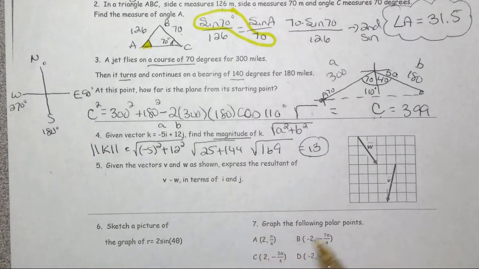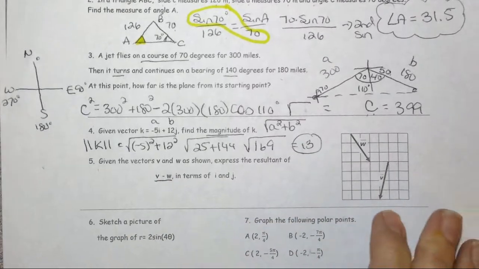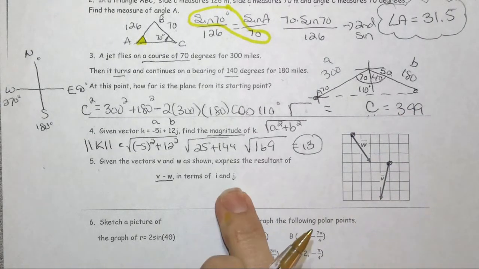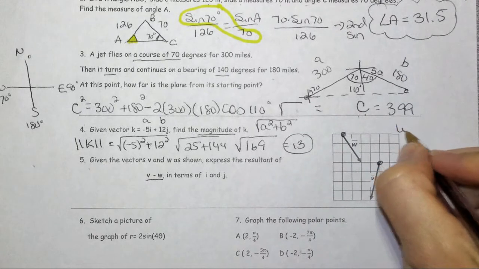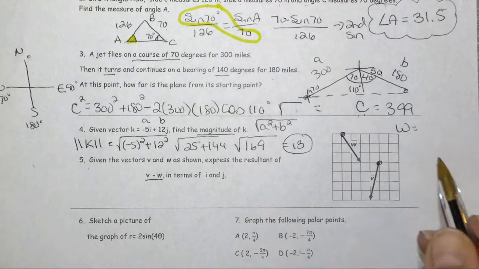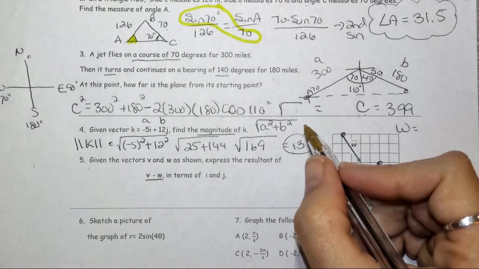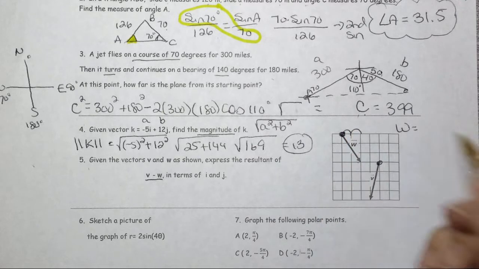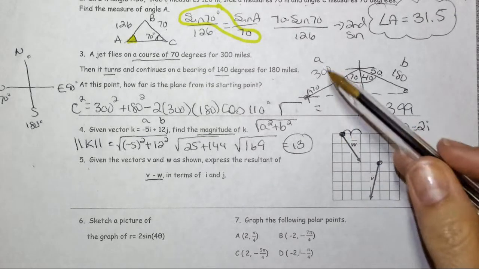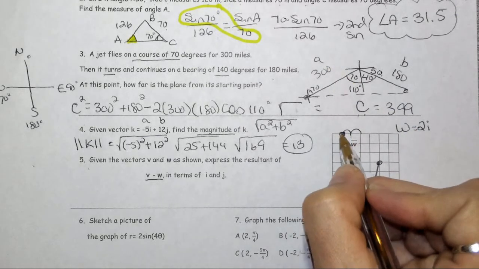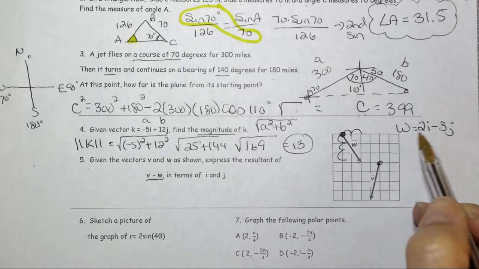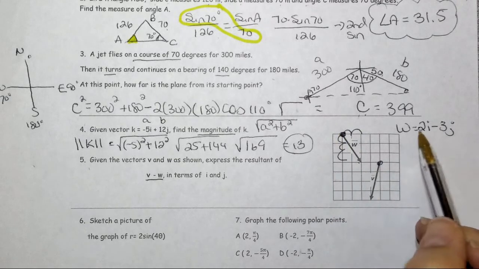Number 5 wants me to find the resultant of v minus w. So the first thing I have to do is write both of these vectors in terms of i and j. So let's do vector w first. If I'm going to write this in terms of i and j, remember i tells me how much I go left or right. So I'm always going to start at the dot and then go to the arrow. To get to the arrow, I'm going to go 2 to the right, so it's a positive 2i. Your j is going to tell you how much you moved up or down. So to get from this dot to this arrow, I went down 1, 2, 3, so it's negative 3j. So vector w was 2 to the right and 3 down, 2i minus 3j.